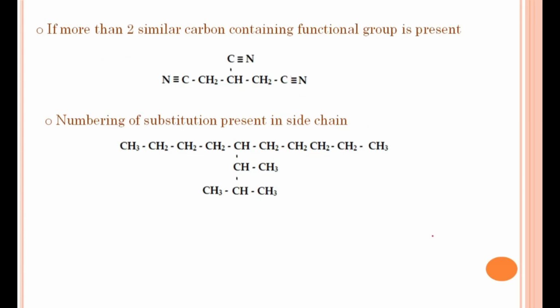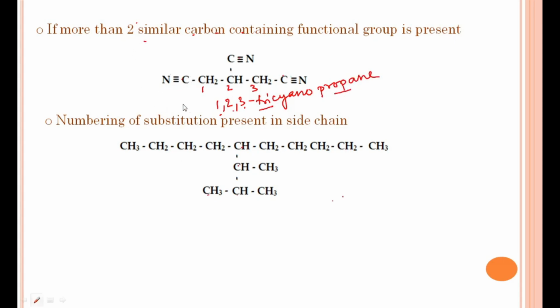Next, come to the next example. If more than 2 similar groups are present, more than 2, then it is tri. So here 3 cyano groups are present. As per recent convention, we can give the numbering like this. So it is 1, 2, 3-tricyano, this is the cyano group, propane.